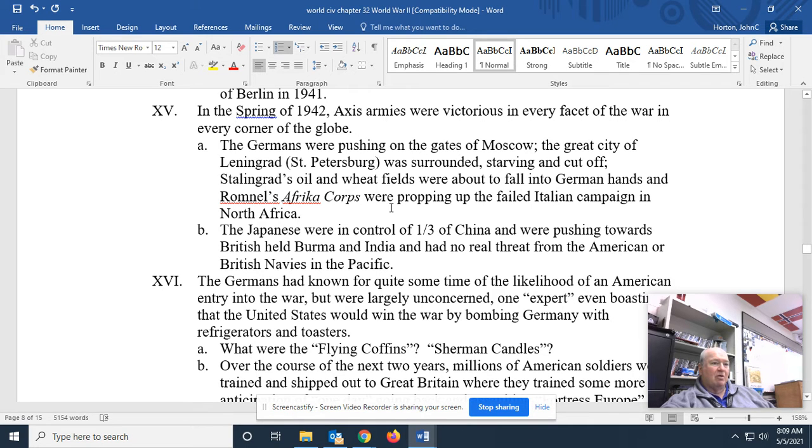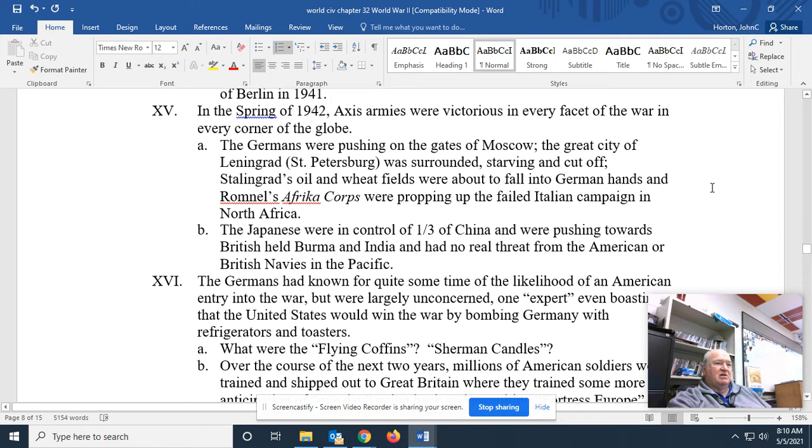And Rommel's Afrika Korps were propping up the failed Italian campaign in North Africa. One thing you need to note here is that even though Germany and Italy were allies, Germany will wish about halfway through the war they never met these guys, because they were constantly having to bail them out. The Italian soldier was the worst soldier of the war. He surrendered in droves. He was not loyal. But yeah. Anyway.